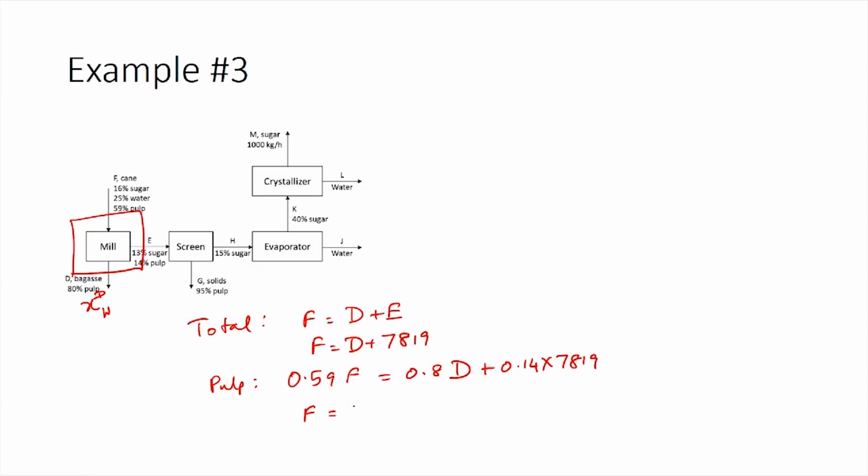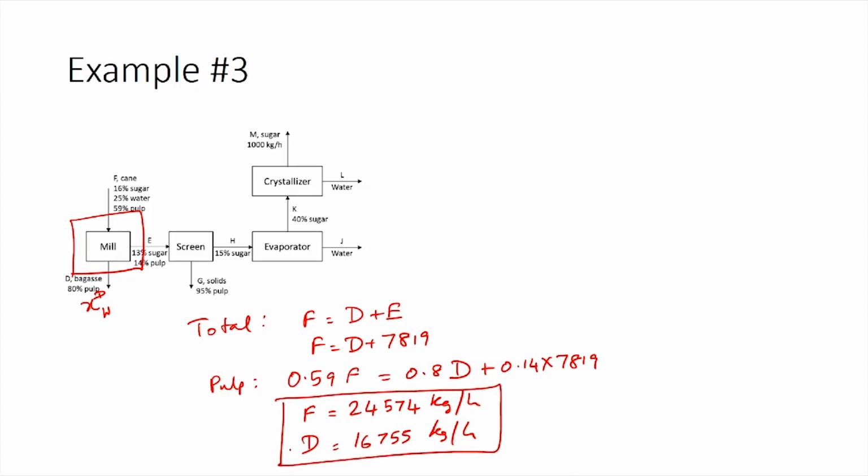We will get F equals 24,574 kilograms per hour, and we will get D as 16,755 kilograms per hour. We still need to calculate the composition of the stream D, which is basically the amount of sugar which is leaving through stream D. For that, we will use the assumed mass fraction of water, and let us write a water balance for the system mill.